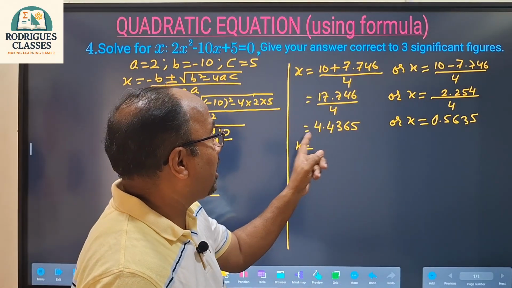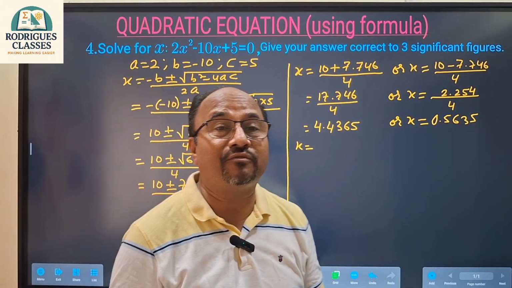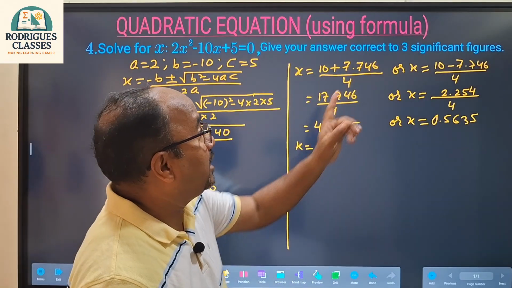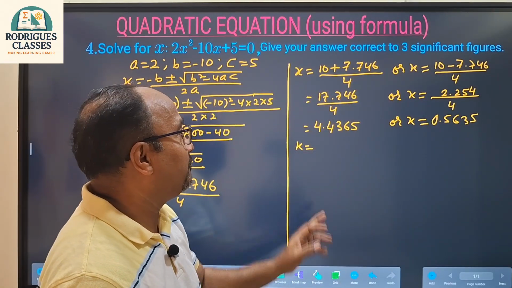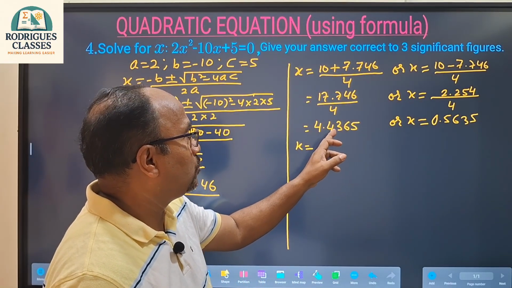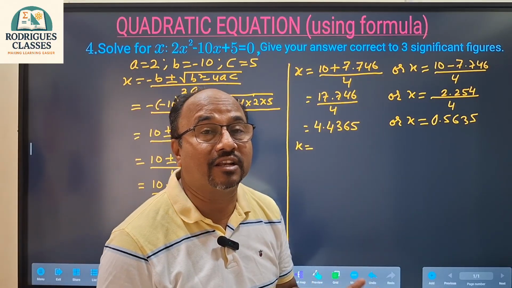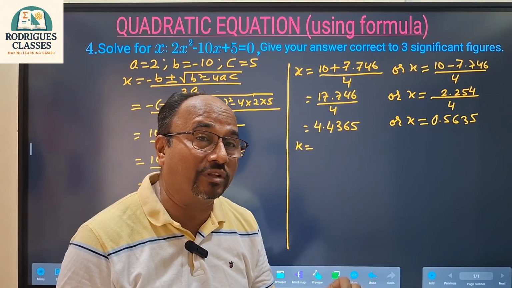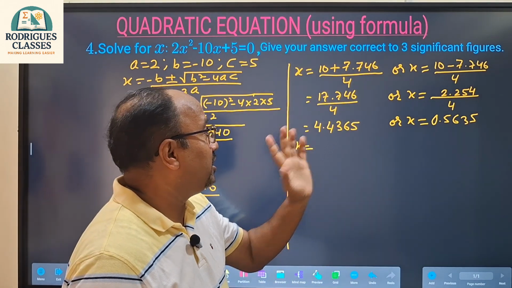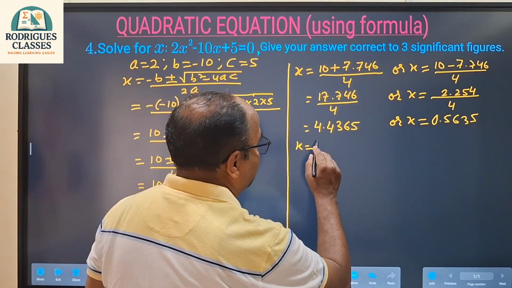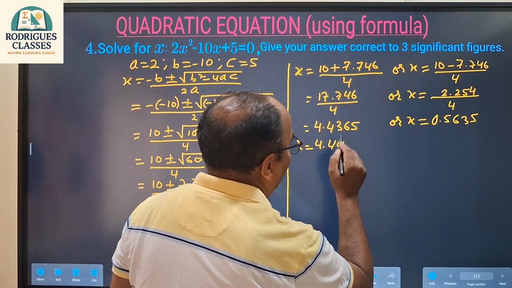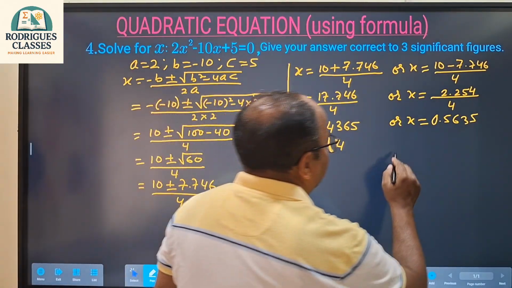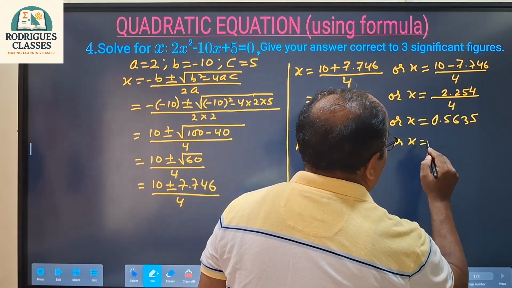So currently, if I count, this is having 5 significant digits. I have to bring the answer to 3 significant digits. So 1, 2, 3. 3 is there at the third significant digit. After that is a 6, which is more than 5. So this 3 will change by 1. It will increase by 1 to become 4.44.